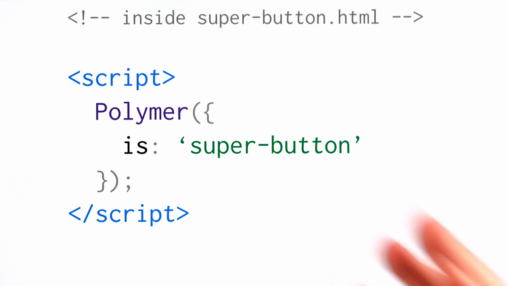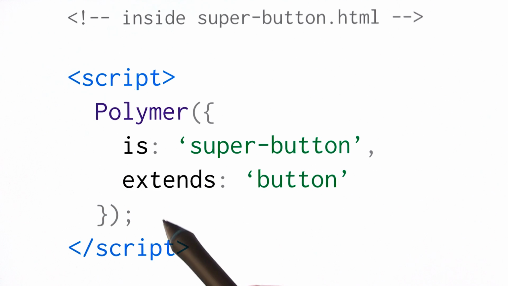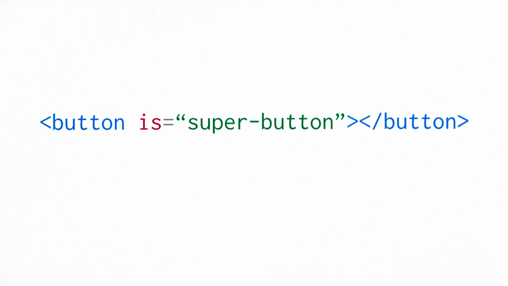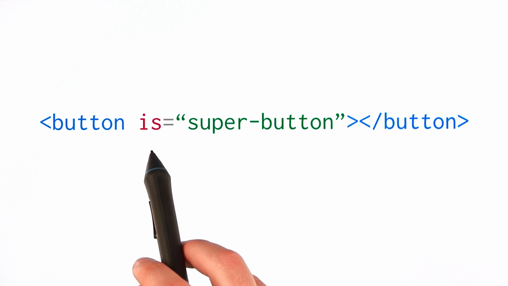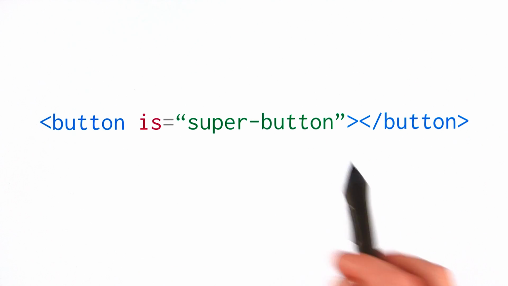So inheriting from a native element is really not that different from creating a brand new tag. You've still got the Polymer constructor that you're calling. The difference is you pass in an extends property and you pass in the tag name that you're inheriting from. And to use your new element in markup, it's really straightforward. You use the original tag name, you get an is attribute, and you pass in the extending tag name that you've created. So button is super button.